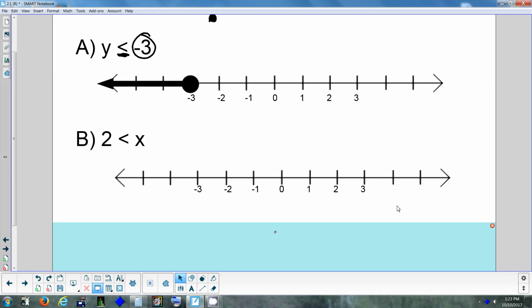2. What is 2? Is it a letter, a number, or inequality? Number, right? What should be first? X. The X should be first. I agree. So I'm gonna write the X.